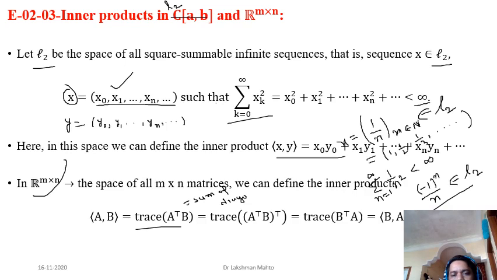So in the space of matrices, you can define an inner product like this way: the sum of diagonal entries of the underlying matrix A transpose B.